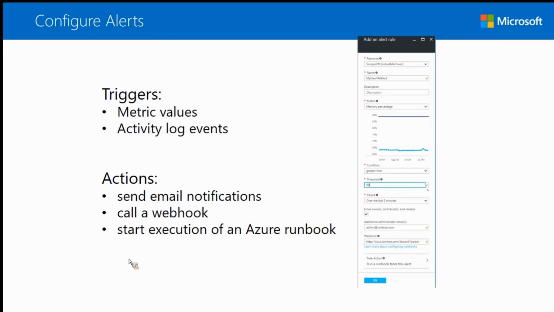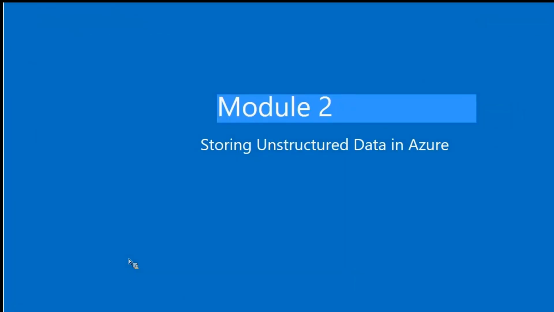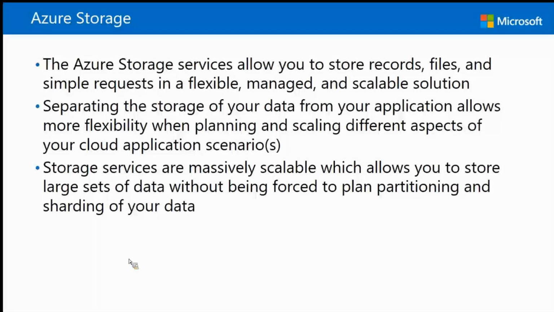Okay, let's change into module 2, storing unstructured data in Azure. So in modules 2 and 3, we're going to talk about storage, another form of platform as a service, or PaaS. Storage allows us to store record files and simple records in a flexible, managed, and scalable solution. So we can use the storage for multiple purposes.